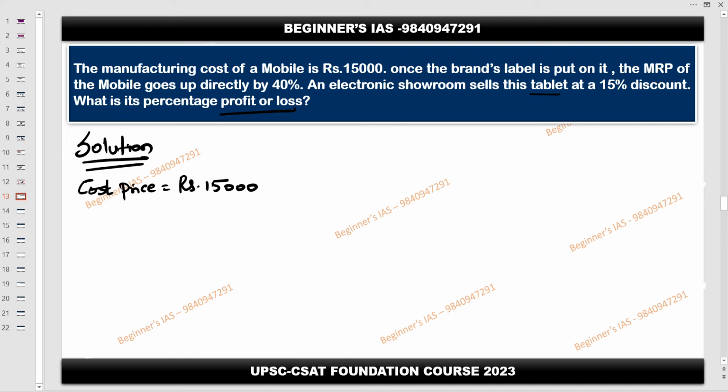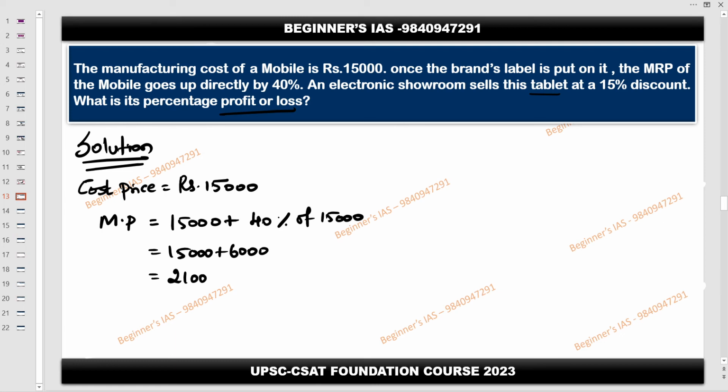Now listen carefully. Once the brand label is put on, the MRP of that mobile goes up directly by 40%. So therefore, what is the marked up price? It goes up by 40%. That is 15,000 plus 40 percentage of 15,000. 10% is 1,500, into 4, obviously it is 40 percentage, so 40 percentage of 15,000 is 6,000. Then it will become 21,000. Clear?